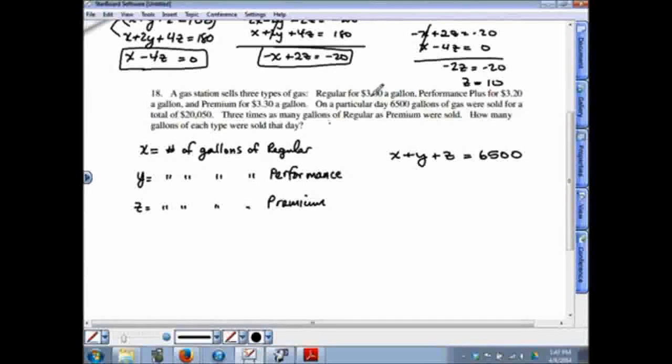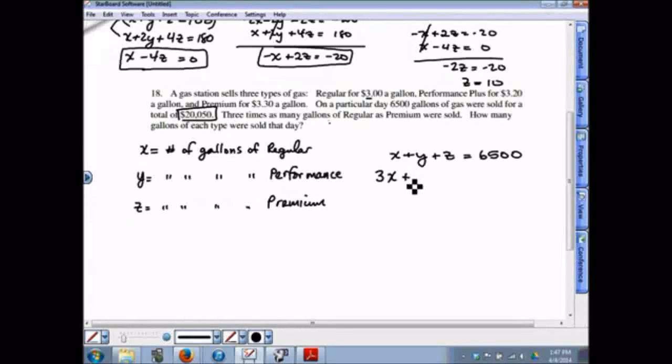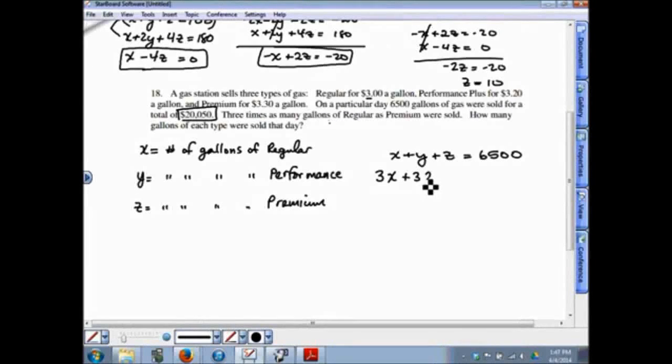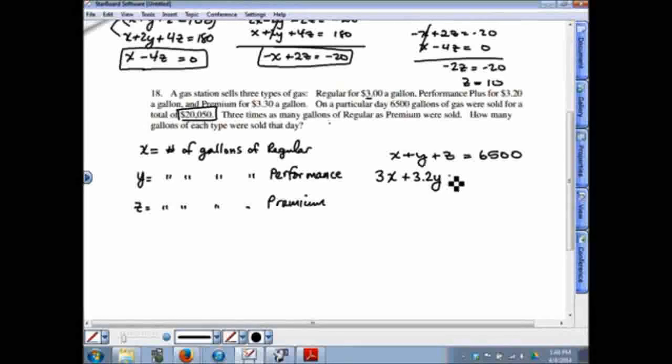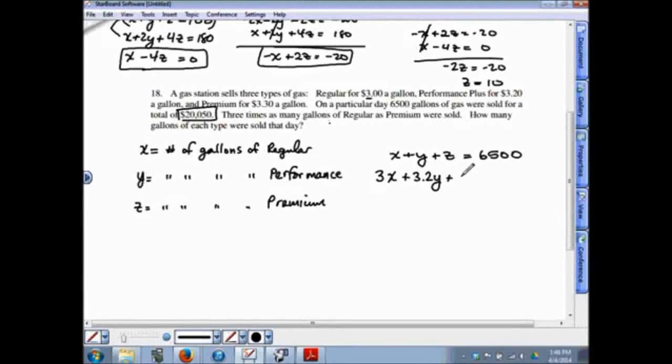So now here it says the price, regular is $3 a gallon, performance is $3.20 a gallon, premium is $3.30. Talk about the revenue generated. The revenue generated for that day was $20,050. So the revenue just from regular gas was $3 multiplied by the number of gallons sold. The revenue generated from performance is $3.20 multiplied by the number of gallons sold. And from premium, it's $3.30 multiplied by the number of gallons sold. And according to this, the total revenue is $20,050.